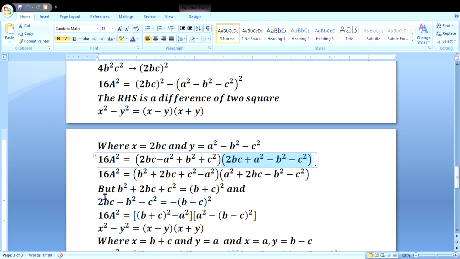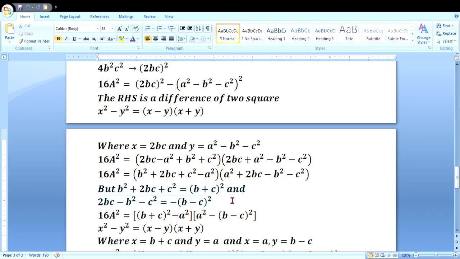So, this expression here, which is this part alone, can also be expressed as this. The expression 2b square plus 2bc plus c square is the same thing as open bracket b plus c close bracket all square. Similarly, the expression 2bc minus b square minus c square can also be expressed as minus open bracket b minus c close bracket all square.